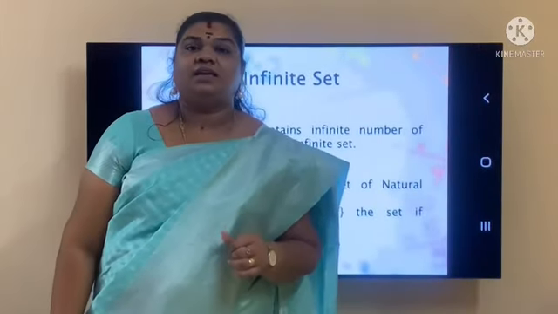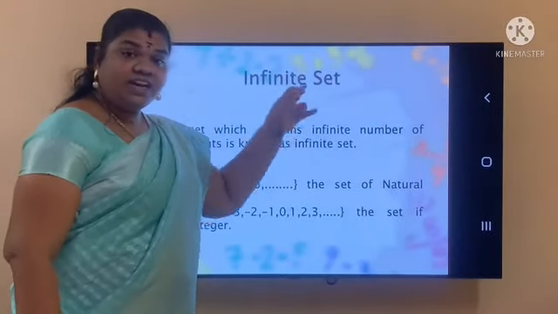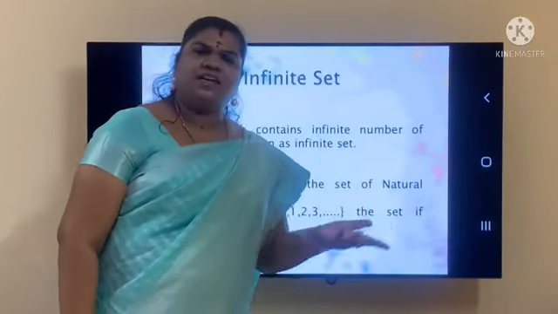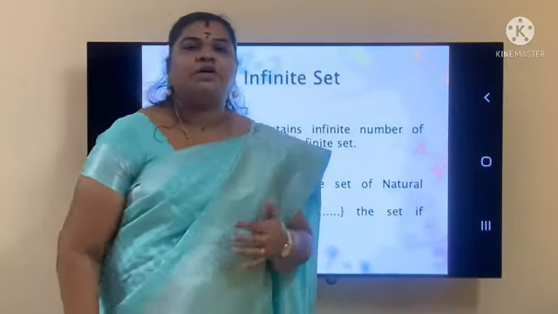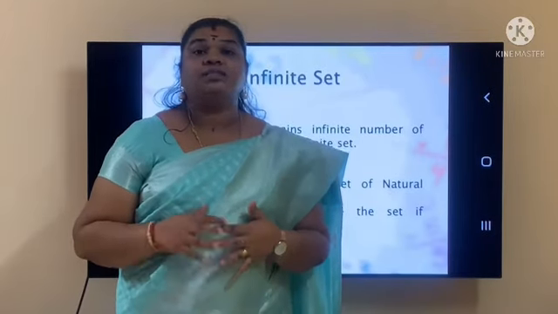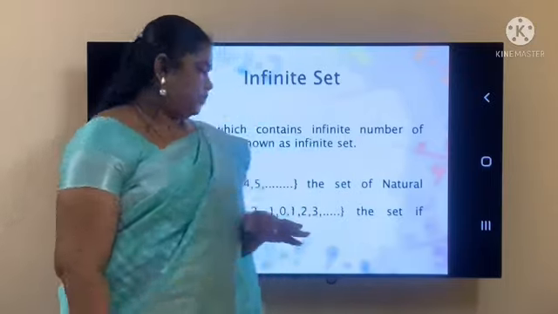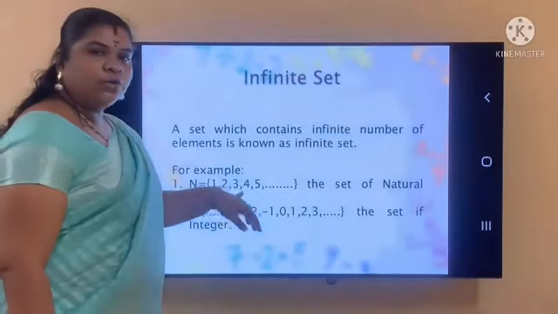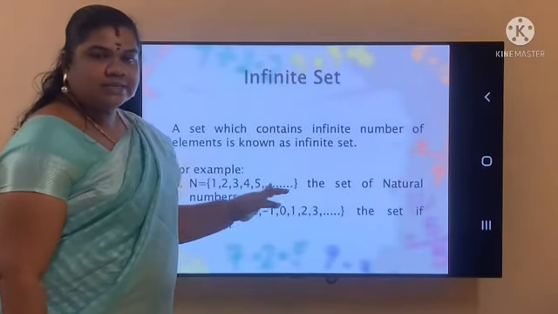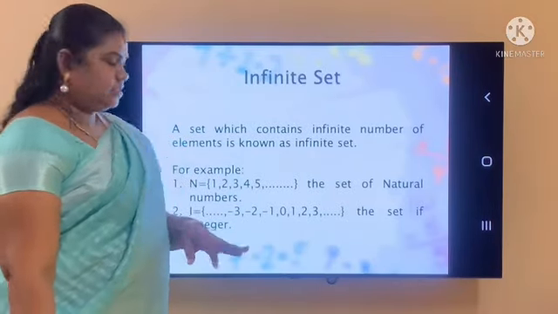The next comes the infinite, the opposite. The set which contains an infinite number of elements is known as an infinite set. What's the meaning of infinite number? When you are not able to count and say the number of elements in a particular set, that is called an infinite number. For example, 1, 2, 3, 4, 5 and so on. That is an example of natural numbers, where we cannot say where it ends.